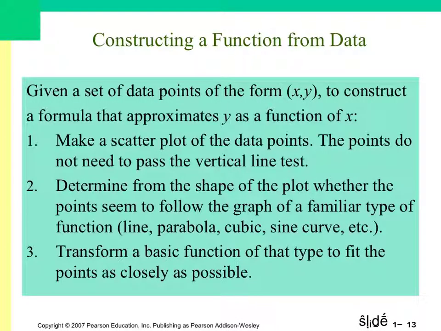Constructing a function from data. Given a set of data points of the form x comma y. To construct a formula that makes y a function of x, make a scatter plot. The points do not need to pass the vertical line test. Determine from the shape of the plot whether the points seem to follow the graph of a familiar type of function, a line, a parabola, a cubic, the sine curve, the 12 basic functions. Transform a basic function of that type to fit the points as closely as possible.